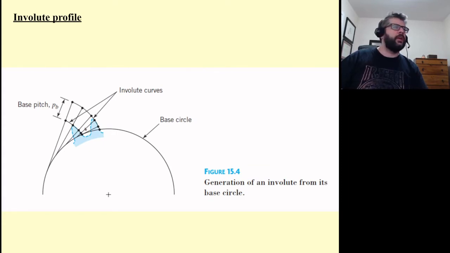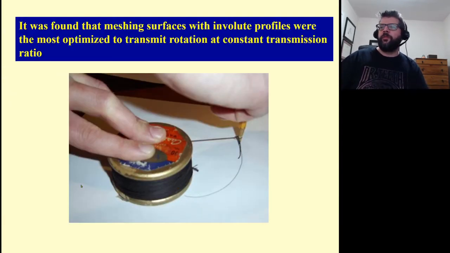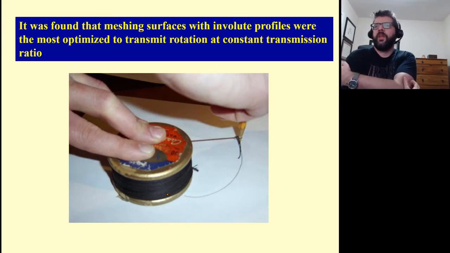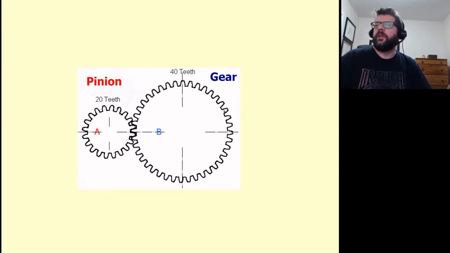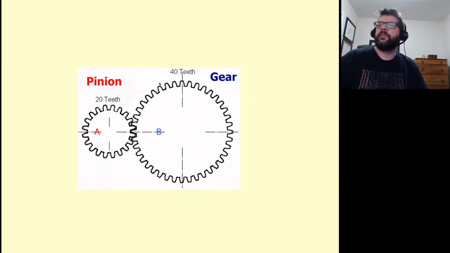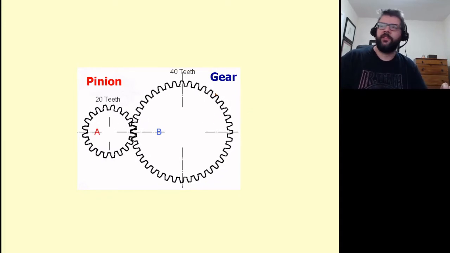So here's another example of the generation of an involute from the base circle. We're starting off from this base circle here, and that's the start of the diameter that you're starting to unspool from, and that leads to gear teeth that will have this involute profile on the surfaces that they're meshing with the other teeth.